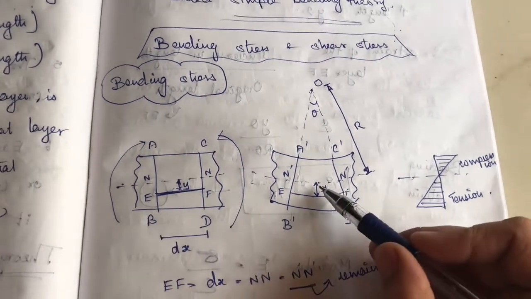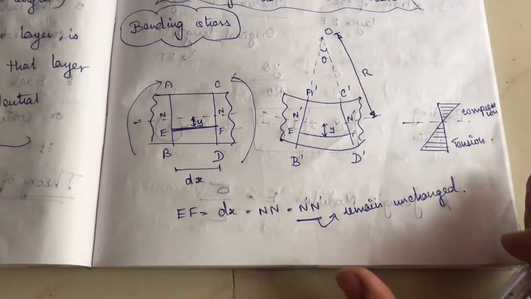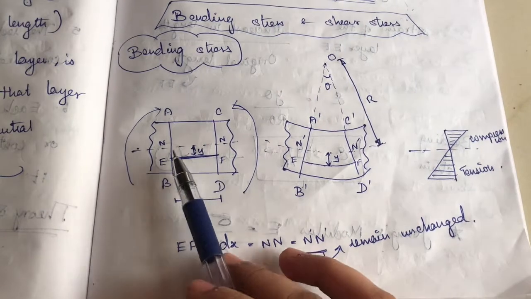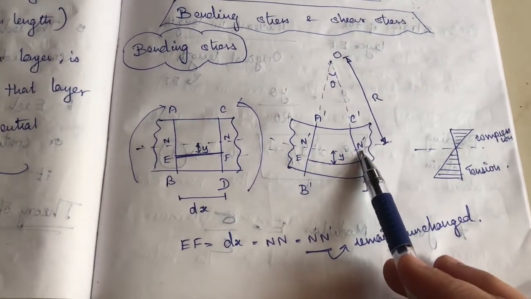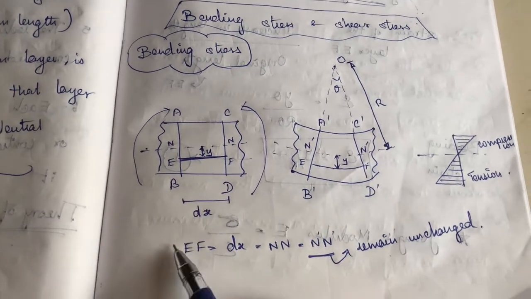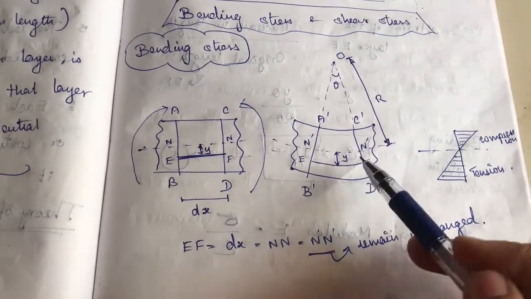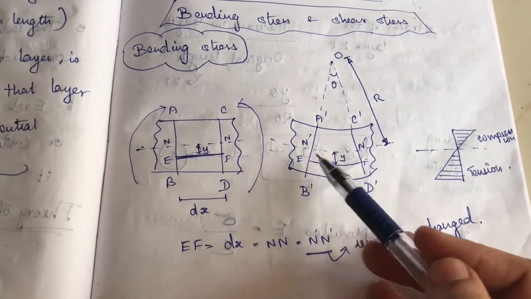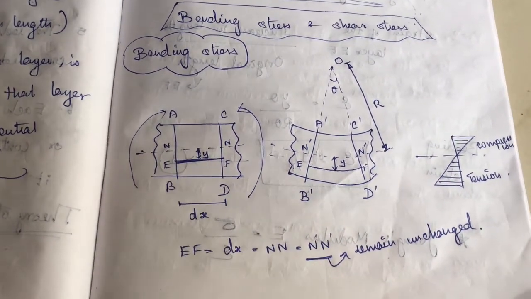So we know the distance is y. Here EF, N dash and N dash are all the same, because this N dash is neither compressing nor tensioning. So it remains unchanged. So it is almost equal to NN.